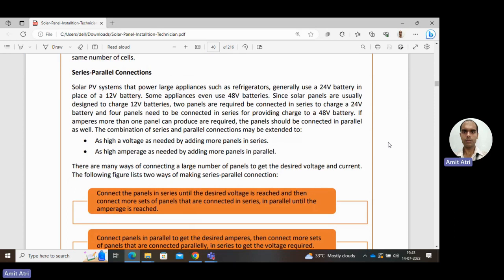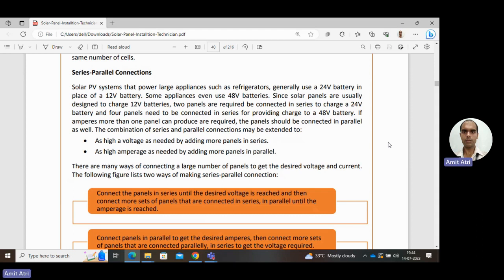Now coming to the combination of both of these, the series parallel connection, meaning we are using both series as well as parallel. Solar PV systems that power large appliances like the refrigerator use a 24-volt battery in place of a 12-volt battery. And even more requirement could be there, like a 48-volt battery.